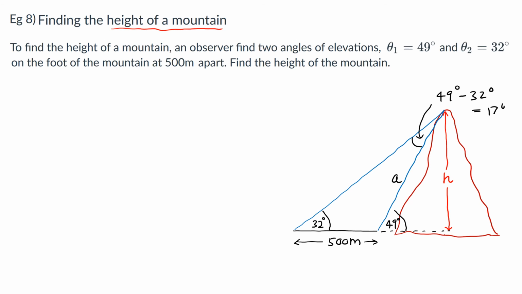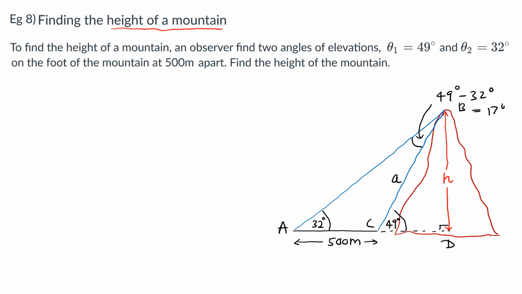Now we have a side-angle pair, because we have the 17-degree angle and the 500 as the side, and from that we can find A first. Once you find A, then you use this triangle inside to find H. So I'm going to put some letters here: this is A, and this is B, and then we have C, and then D.